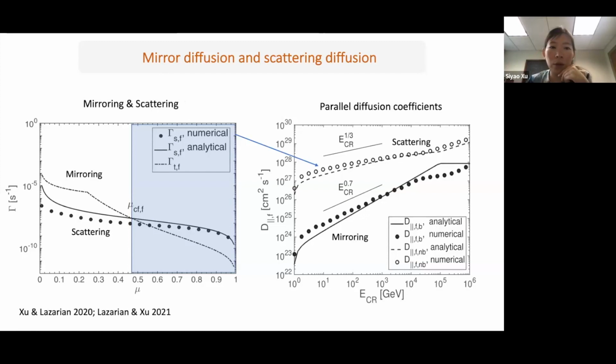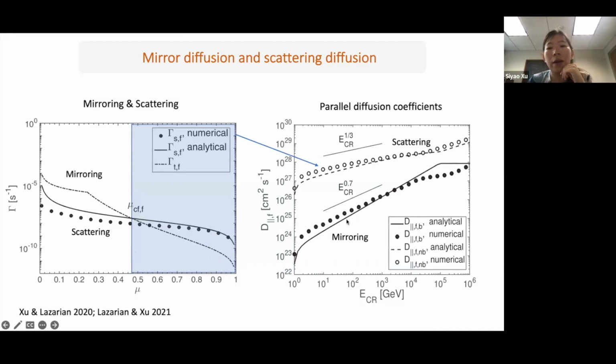But now we have both mirroring and scattering. Here I show the mirroring rate and scattering rate as a function of the cosine of the pitch angle. We see that mirroring has the dominant rate compared to scattering, the upper curve, at large pitch angles, corresponding to small mu. Only at large pitch angles are the particles subject to mirroring, because we need the first adiabatic invariant to be conserved. But if we go to small pitch angles, large mu, then the scattering rate can go beyond the mirroring rate. So scattering dominates over mirroring at small pitch angles.